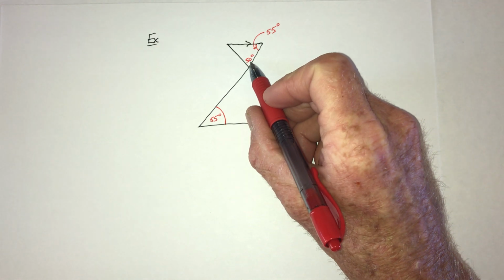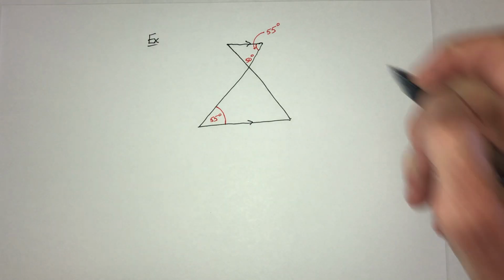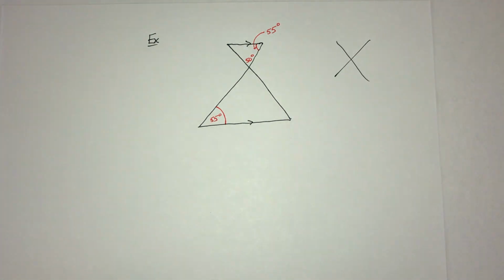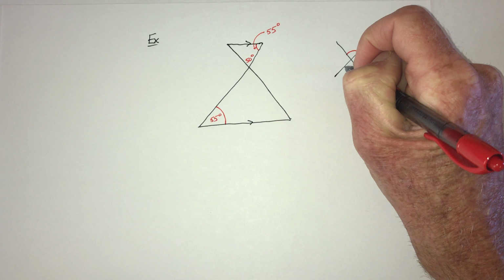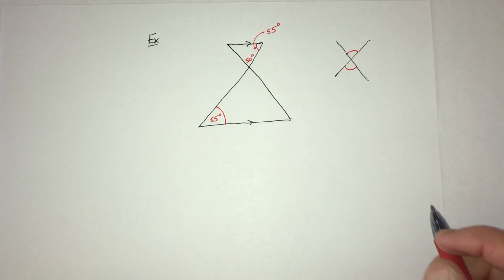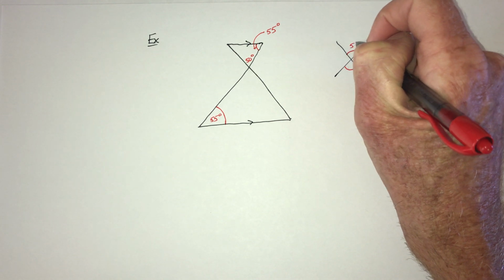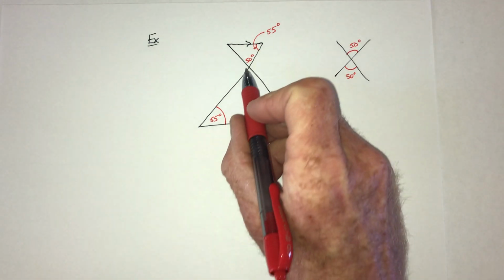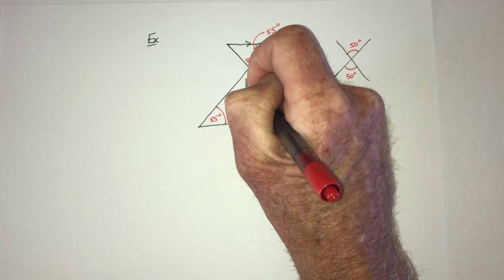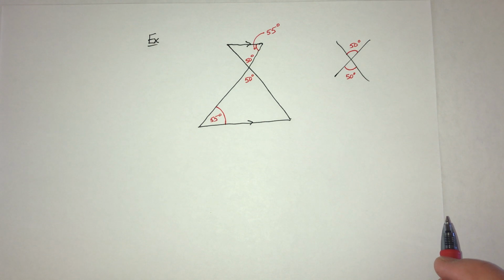Another fact that's not even going to use the parallel lines. Whenever you have two lines cross, then this angle and this angle, called vertical angles, they're going to be the same. So if this one is 50 degrees, then this one is also 50 degrees. So that happens right here. So this one across from that 50 is also 50 degrees.